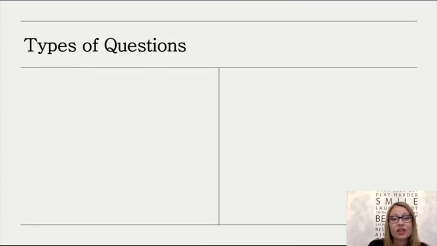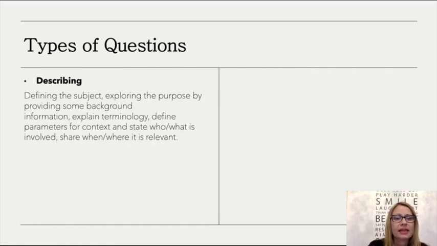So there are a range of different questions, and we're going to go for three. And the first type of questions are describing questions. This is quite low level in thinking skills, but really important to set the scene. So here you're defining the subject, exploring the purpose by providing some background information. You might explain some terminology, for example, and define the parameters for the context for which you're writing about, and state who or what is involved and perhaps when or where it's relevant.